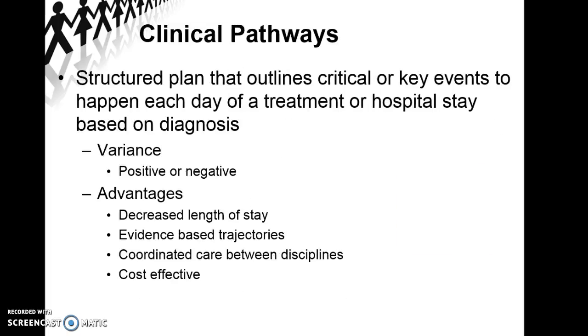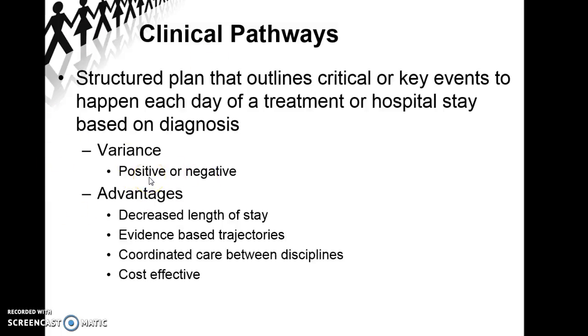And then there are clinical pathways. You'll see them at hospitals based on diagnosis. If a person comes in with a diagnosis of pneumonia, they should be out in 3 days. Sometimes there's a variance, which is a change to what is expected. You can have a positive variance or a negative variance.